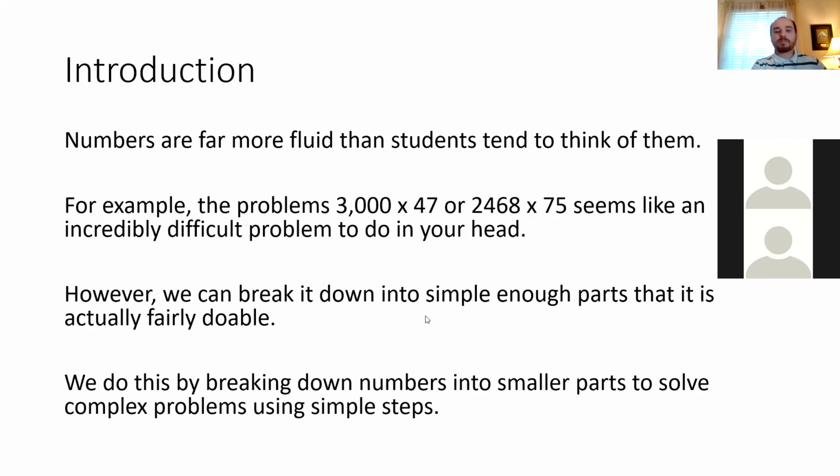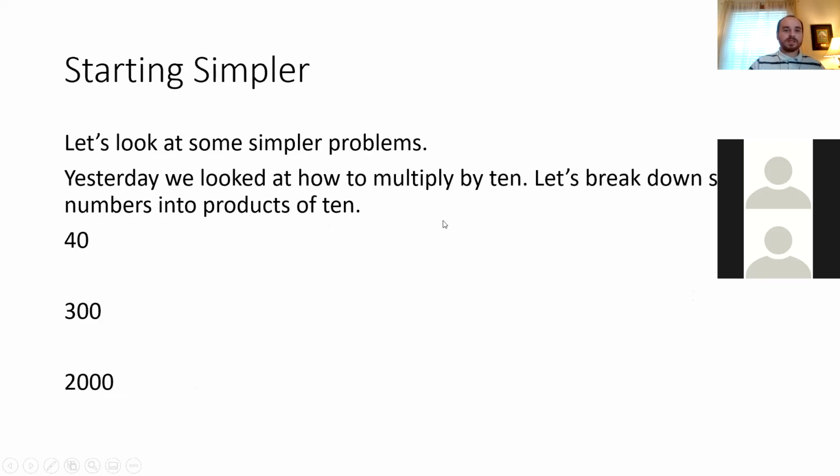The way we're going to do this is by breaking down problems and numbers into simple enough parts that it's fairly doable. So first we'll break down the numbers, and then we'll look at breaking down some of the problems. So let's start really simple with this. Let's look at the numbers 40, 300, and 2,000. And I want to break them down into multiples of 10.